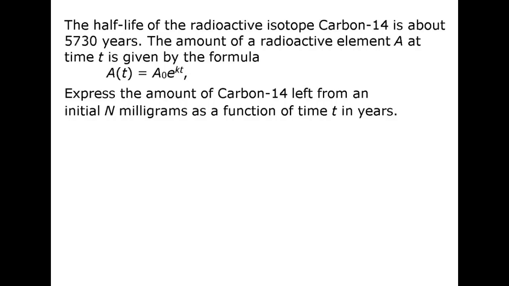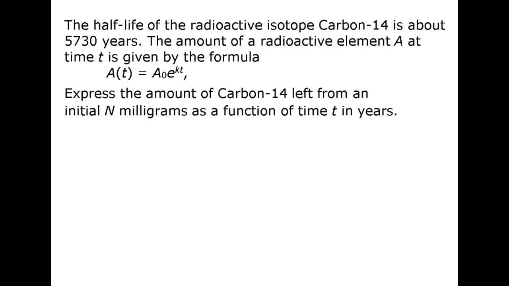So the half-life of the radioactive isotope carbon-14 is about 5,730 years. The amount of a radioactive element A at time t is given by the formula A sub t equals A sub 0 e to the kt. We need to express the amount of carbon-14 left from an initial n milligrams as a function of time t in years.